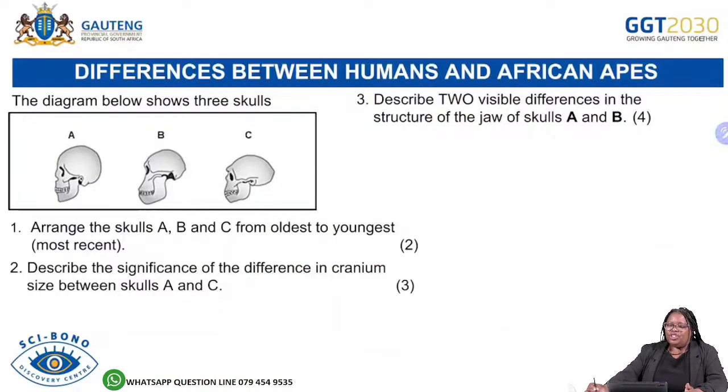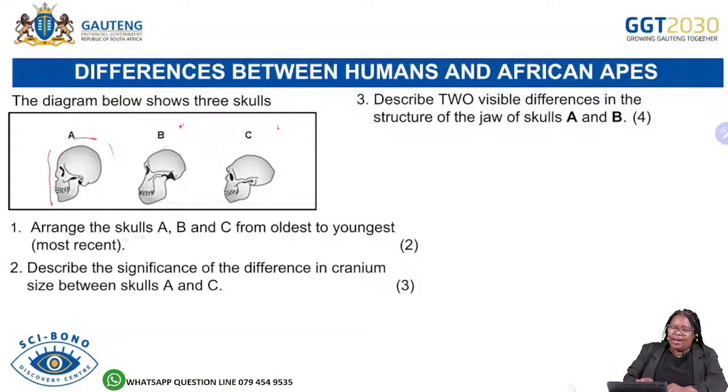Right, the last question, differences between humans and African apes. We've got a diagram below that is showing the skulls. So with evolution, when evolution takes place, you can even tell and place in order the organisms, whether they evolved from this structure to that structure or to that structure. Now we've got structure A, B, C, right? Now you can tell A, looking at the flat face, also the cranium, comparing to B and C.